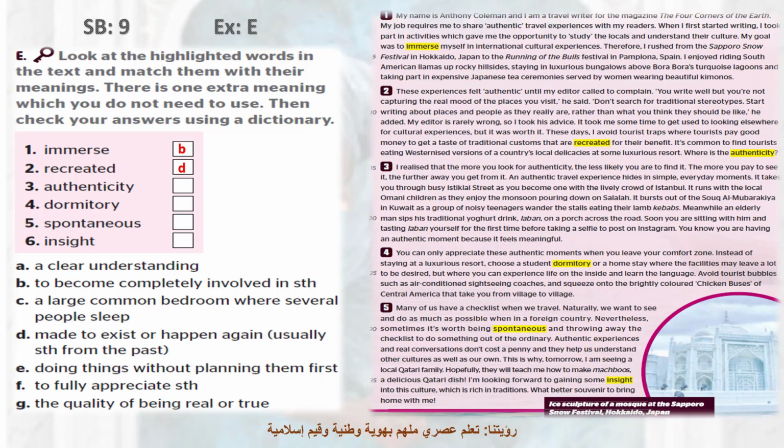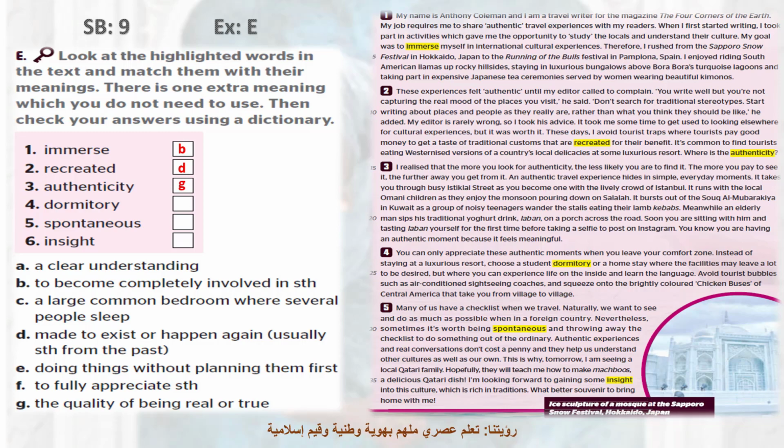The third word is authenticity. Let's read it in the context in paragraph 2. It's common to find tourists eating westernized versions of a country's local delicacies at some luxurious resort. Where is the authenticity? I think authenticity here means originality or reality, something that is true or real, right? So the answer is G. Yes, the quality of being real or true.